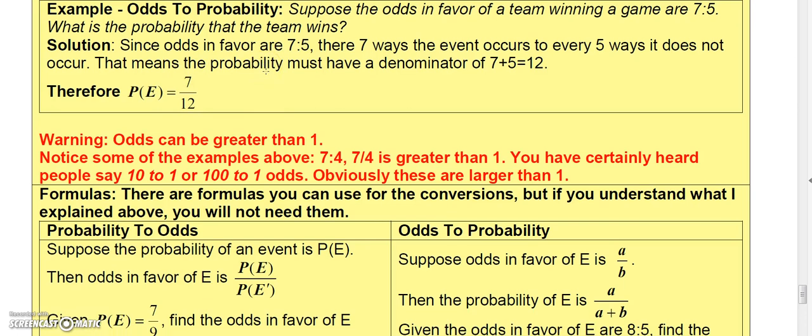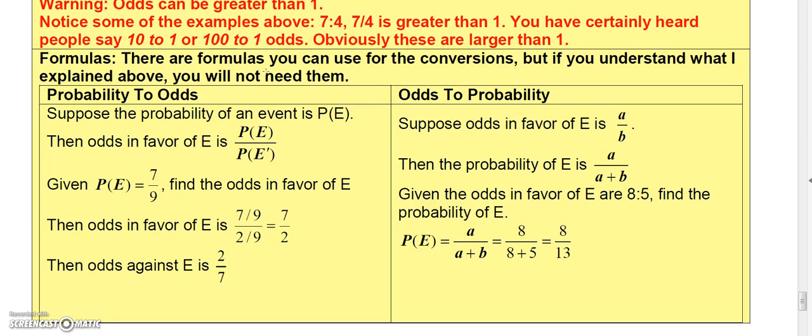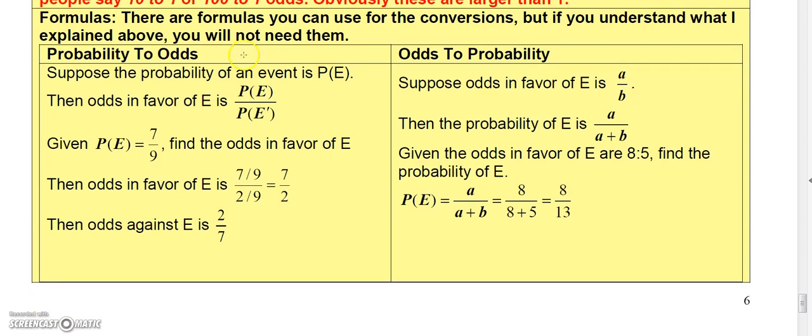Now, I just used common sense to explain those problems, but actually there are formulas that you can use. If you're given the probability of an event and you want to find the odds in favor of the event, you can simply take the probability of the event divided by the probability of not the event, in other words, the probability of E divided by the probability of E prime, and then simplify that. That'll give you the odds.